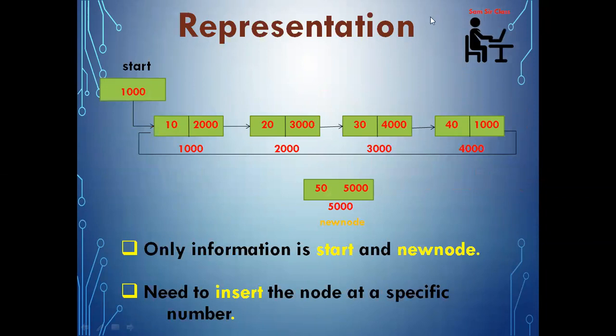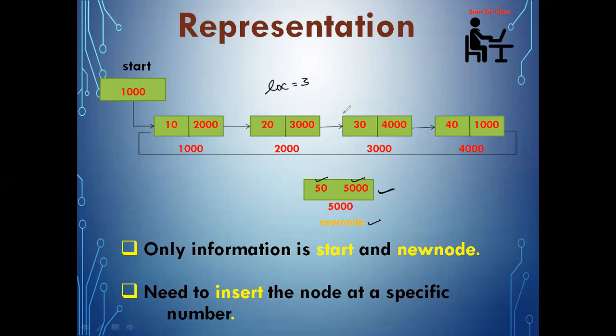Now suppose this is the representation of a circular linked list where every node is keeping its own information and the address of the next node. Similarly, the last node is keeping its own information and the address of the first node to make the list circular. So we need to insert a new node. What you have created, we are keeping its value and its own address in the next part. Now suppose I have to enter the location where I need to insert.